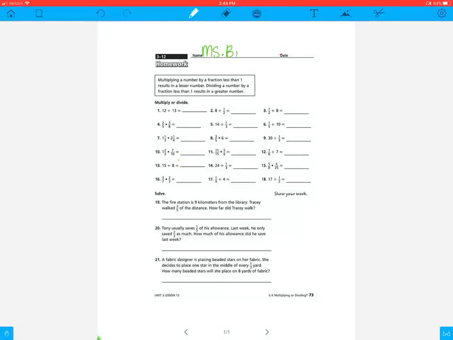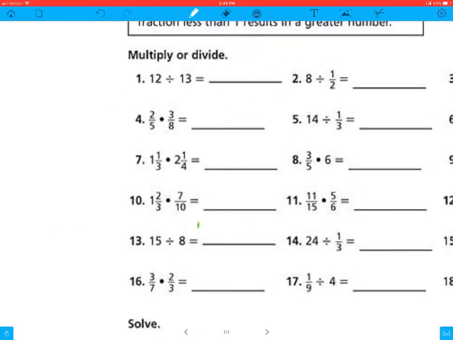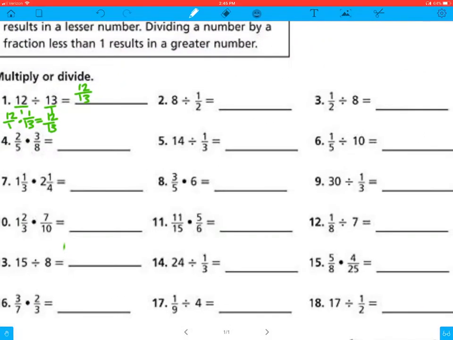This is the Unit 3 Lesson 12 homework, and in this we will be either multiplying or dividing. We just got to be ready for both. So 12 divided by 13, I could just write as 12 divided by 13 or 12/13ths, because I know I'm dividing, which is going to be multiplying by the reciprocal.